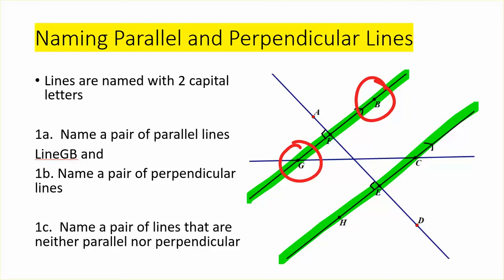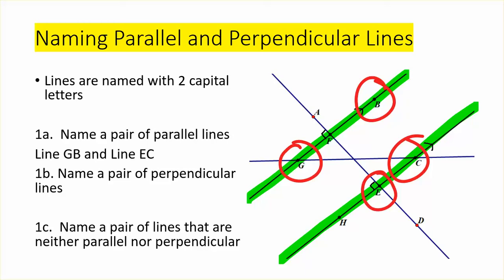Now I'm going to find a name for the second line. Again, I'm going to pick 2 points from that line. I'm going to pick E and C. So I can call that second one line EC. So line GB and line EC are parallel.